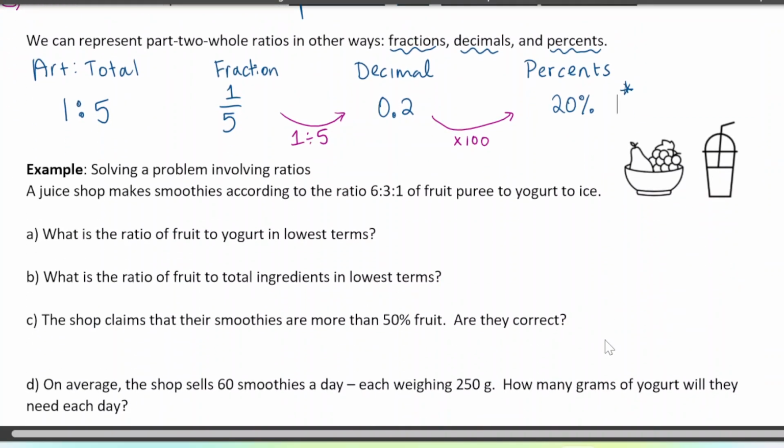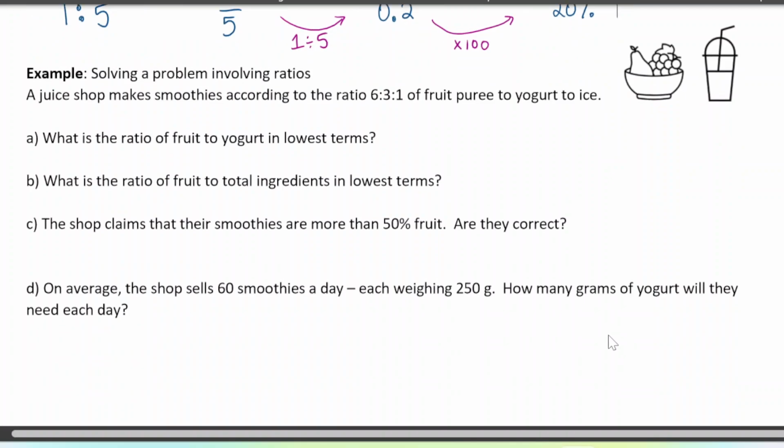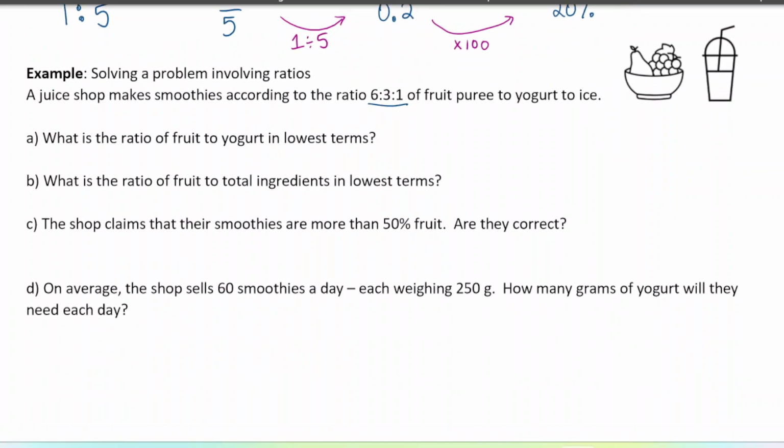Let's say we worked at a juice shop and the juice shop makes smoothies according to this ratio. So the 6 is going to represent the fruit, the 3 is going to represent the yogurt, and the 1 is going to represent ice. You often use ratios when you're mixing things together because you want to keep the ratios consistent so it tastes the same every time, even if you make more or less.